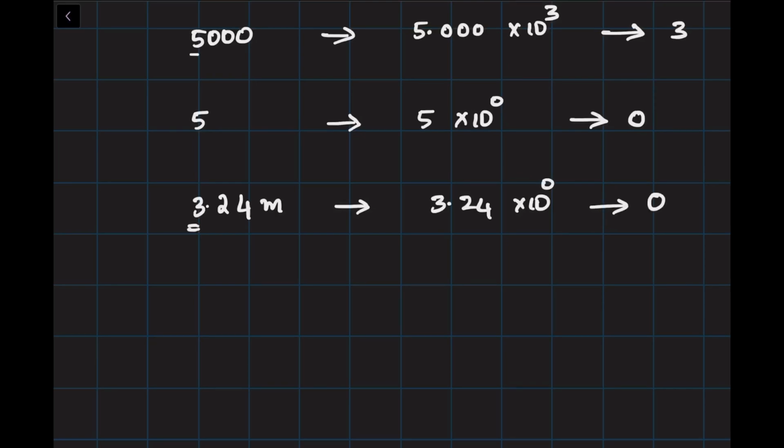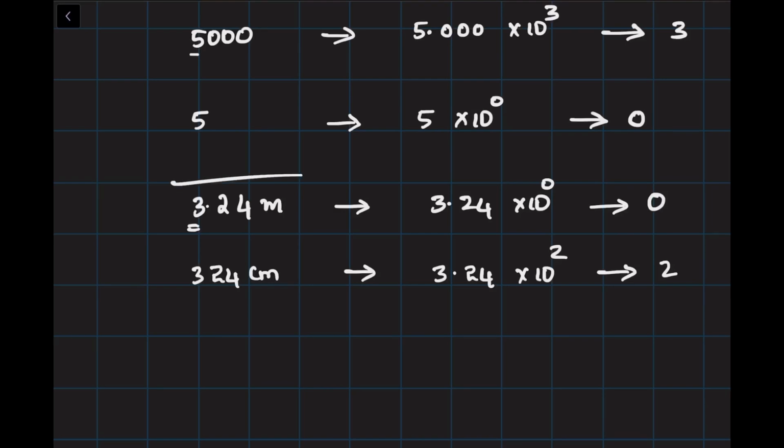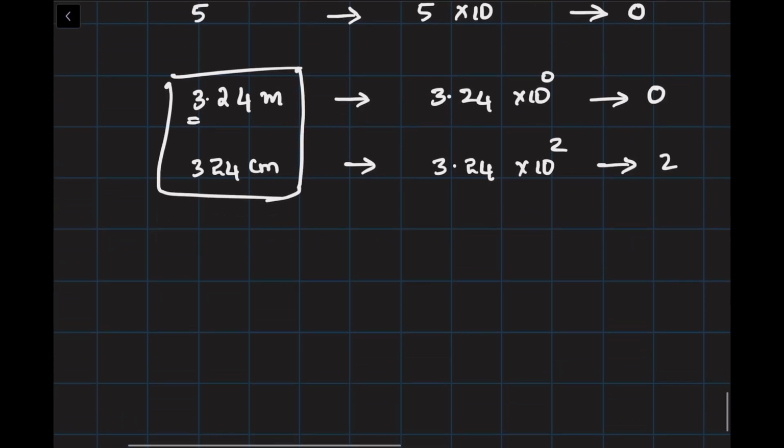The 3.24 meter itself is 324 centimeter. So in this case, once again what you have to do is 3.24 into 10 to the power 2 in order to get that 324. The order of magnitude is 2. So even though 3.24 meter is equal to 324 centimeter, the order of magnitude will be different. That's why I told order of magnitude depends upon the unit. Not like significant figures.